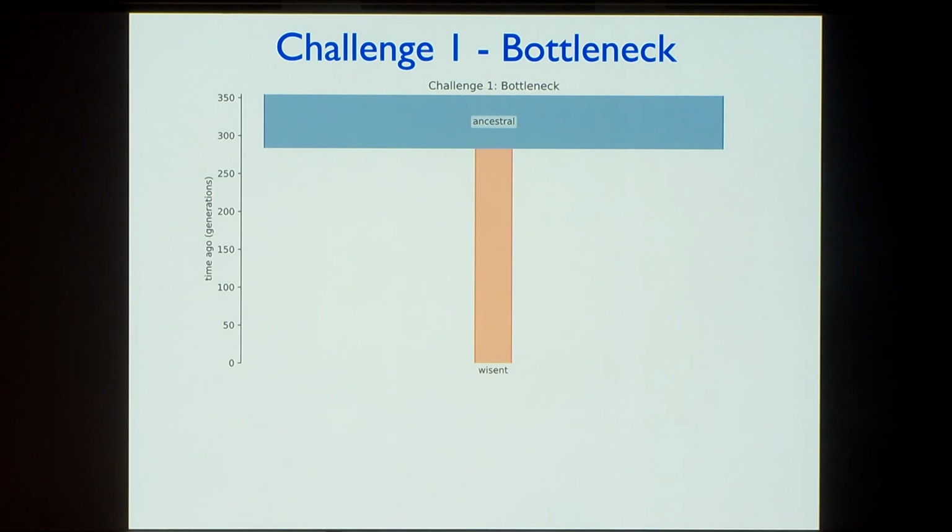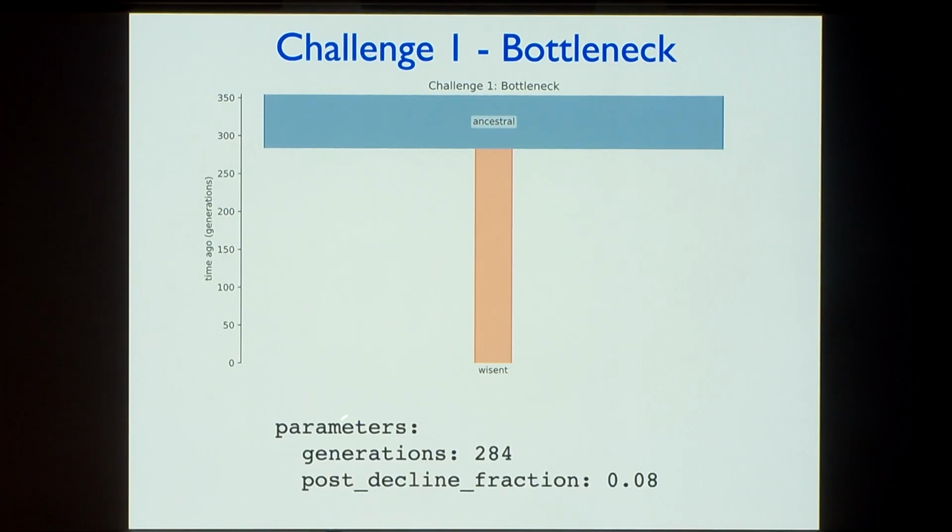So we started simple, as always. The first challenge was simply to infer. We gave them data with a bottleneck model and asked people to infer how long ago this bottleneck occurred and how severe the bottleneck was.